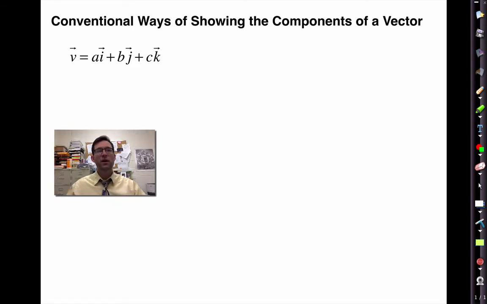So in other words, if we have a vector that looks like v equals 3i plus 2j minus 5k, what that means is that it points 3 units in the positive x direction, 2 units in the positive y direction, and 5 units in the negative z direction, right?